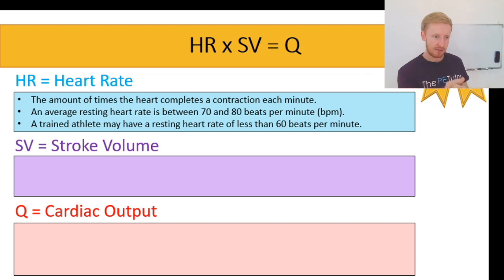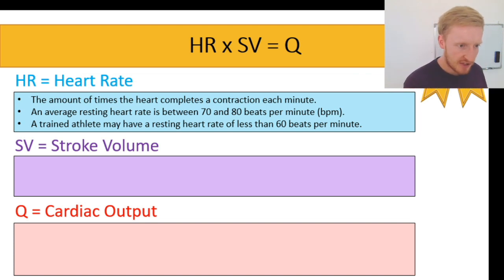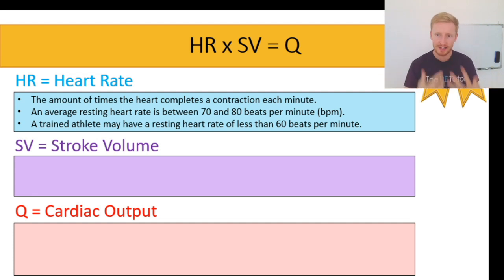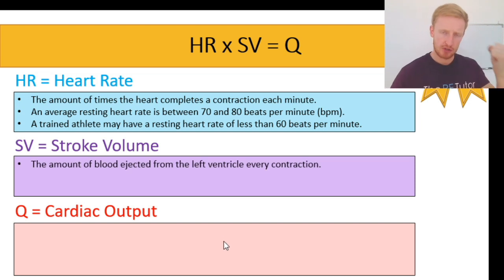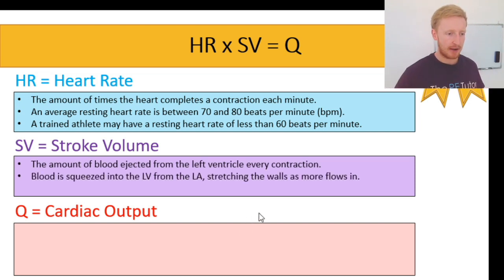Now, we do have this phrase when we start to see an athlete or a highly trained performer drop below 60 beats per minute. That's actually got a name. It's called bradycardia. So below 60 beats per minute, it's got the term bradycardia. B-R-A-D-Y cardia, C-A-R-D-I-A. Not essential to know that, but just an interesting fact.